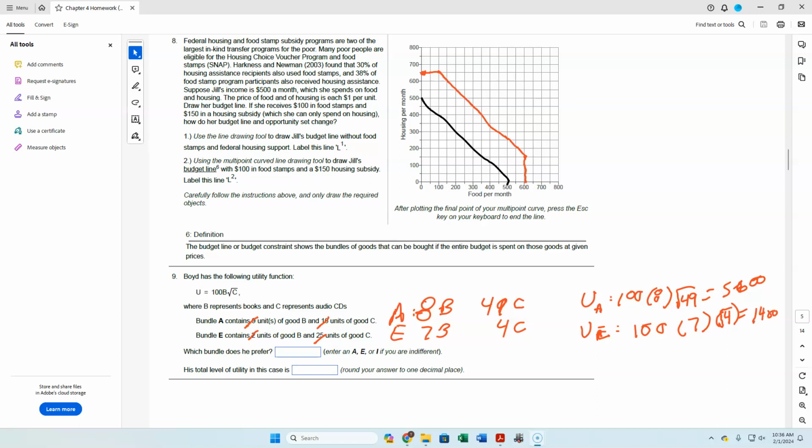And so which bundle would he prefer? He would prefer bundle A, obviously, because it's got higher utility. And his total level of utility would then be the 5,600.